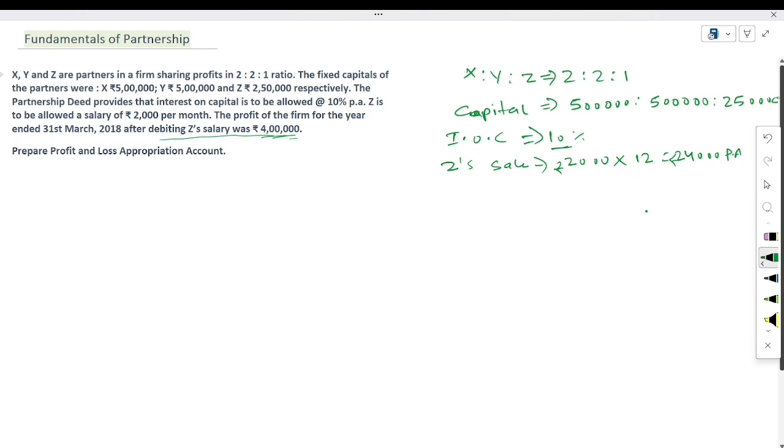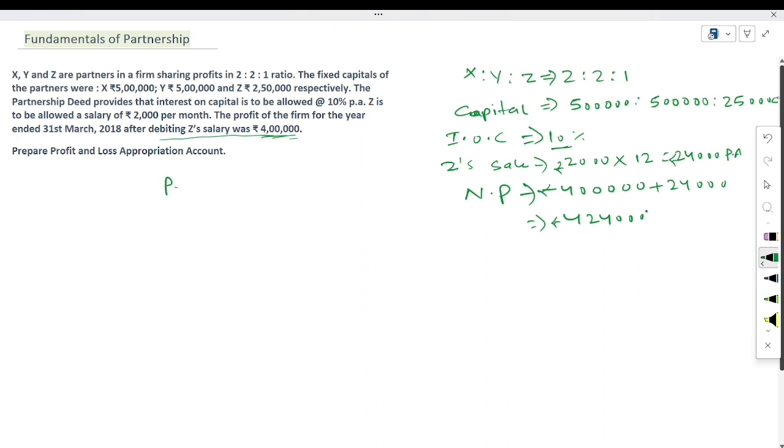Now here what we will do is first of all credit Z's salary. We will add this Z salary into the net profit. Here what will be the net profit? Net profit is given as rupees 4 lakh after debiting Z's salary. Now we will credit Z's salary. How much? Z's salary is 24,000 per annum. It means your net profit is 4,24,000. So now we have to solve this problem.